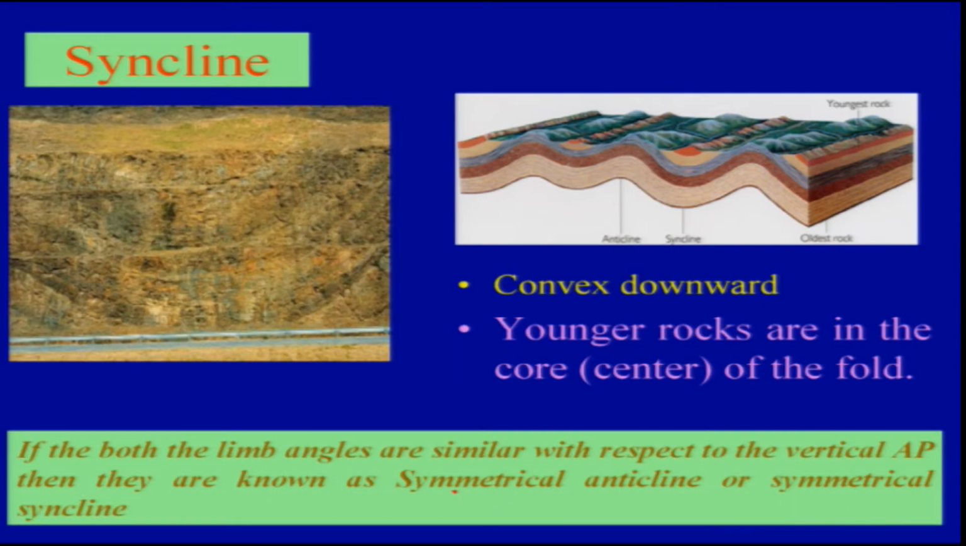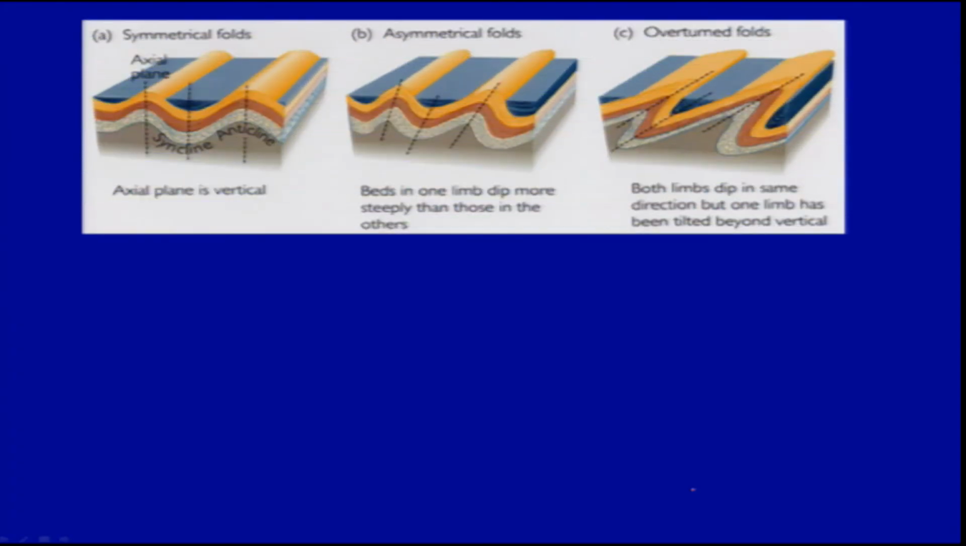If both the limb angles are similar with respect to the vertical plane, then they are known as a symmetrical anticline or symmetrical syncline. But if the axial planes are inclined, then they are termed an asymmetrical fold, and further inclination has been seen, or both the limbs dip in the same direction. Now, in an asymmetrical fold, beds in one limb dip more steeply than those of the other.